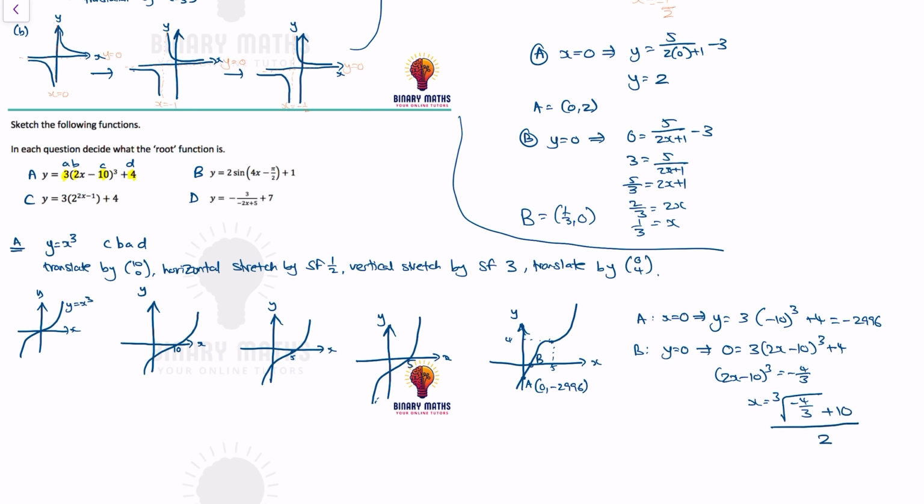If I put that into my calculator, I get x is equal to 4.44, 0.49 going endlessly. X is roughly 4.45. So B is 4.45, 0. Okay, so that's A done. So this is my final answer, this one. Okay, let's try B now.